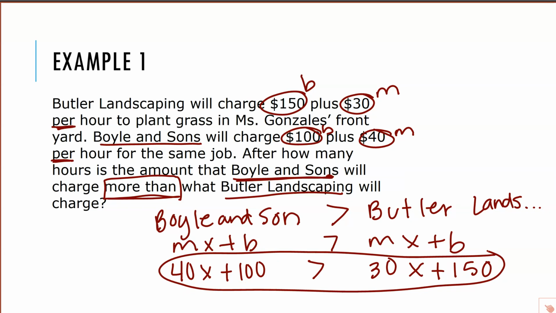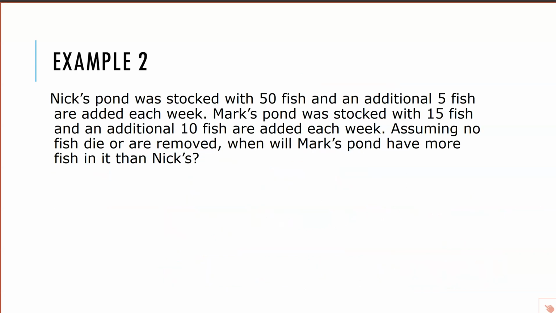All right, so again, guys, make sure that you're looking at the question first. So the question will tell you how you have to organize your information. So we started with the two items, Boyle and Son more than. I looked at my keywords to know what sign I have to use for more than. Butler Landscaping. And then I still follow the same rules, mx plus b on one side and mx plus b on the other side. All right, let's do example number 2.